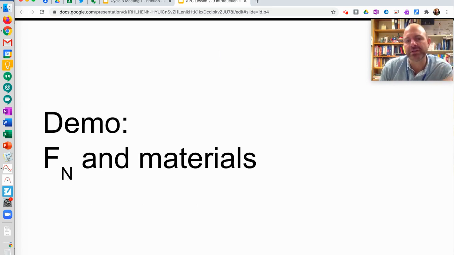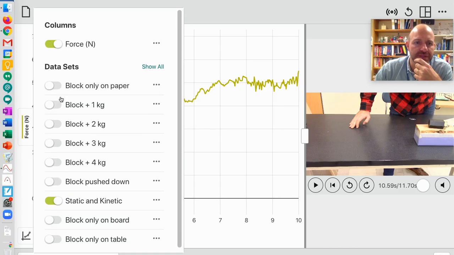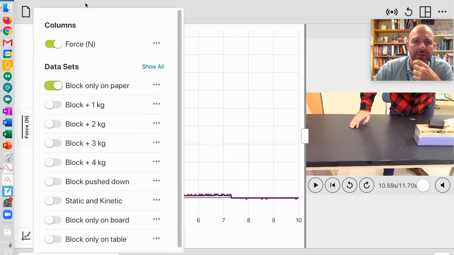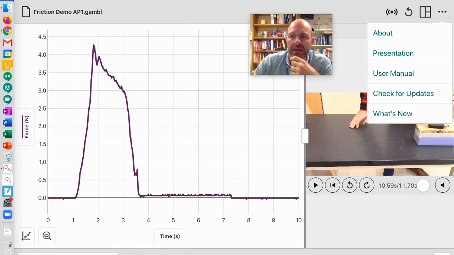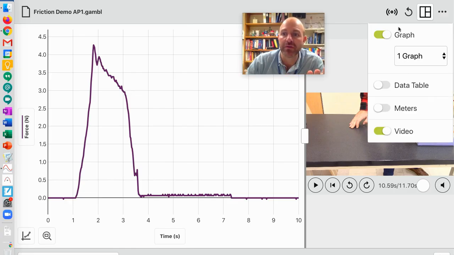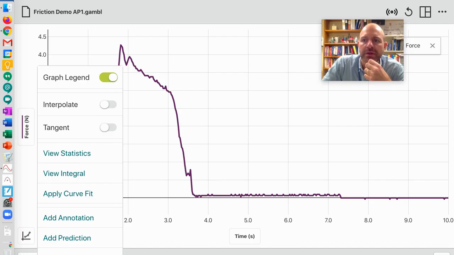So I'm going to do a little demonstration here, and hopefully this will help us understand what's going on. So I have here a graph of force versus time. I'm going to start with this one. This is just a block being pulled across a paper-covered board. So I'm going to get rid of that video for a second. And what we have is some amount of force that's growing, then it falls down. And this is the force of that particular block on a board.